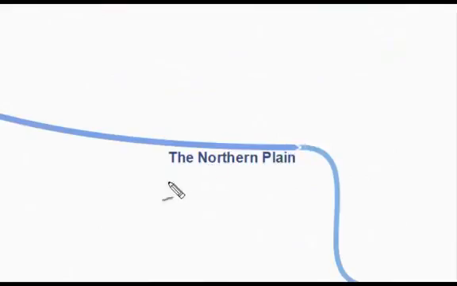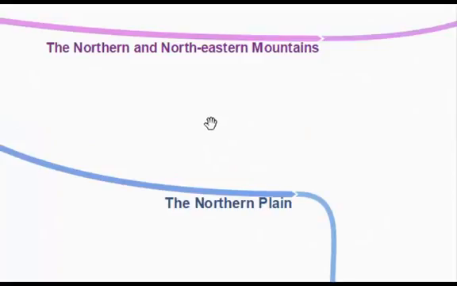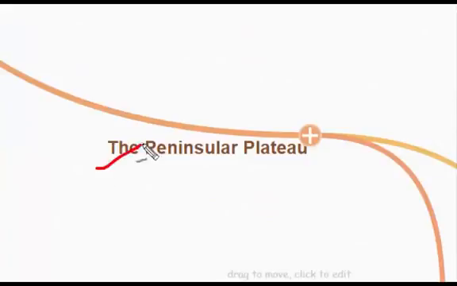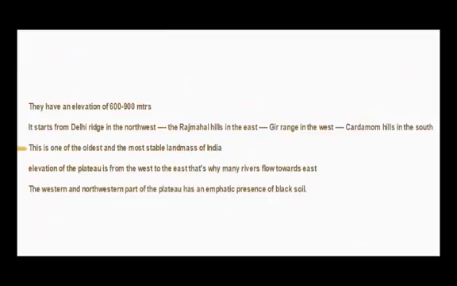With this we have finished the northern plains, and till now we have finished two topics, the northern and northeastern mountains plus the northern plains. Let's move on to the third topic, the Peninsula Plateau. The Peninsula Plateau has an elevation of 600 to 900 meters. It starts from Delhi Ridge in the northwest to Rajmahal Hills in the east, and then Gir Range in the west, and then Cardamom Hills in the south.